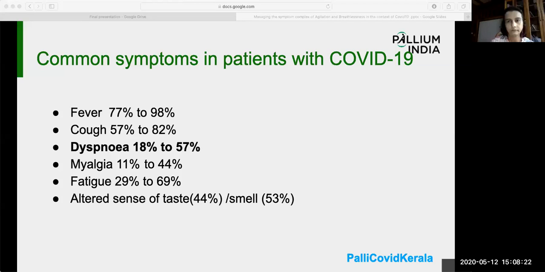Then other symptoms are myalgia and fatigue, and we also have case reports of ENT physicians reporting altered sense of taste and altered sense of smell, and the numbers are quite high also, 44% and 53%. These are the common symptoms with which patients can present with COVID-19.